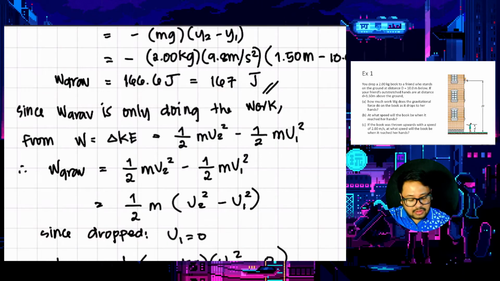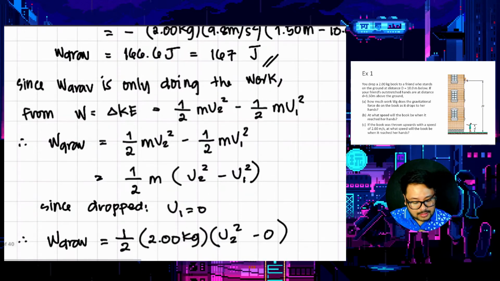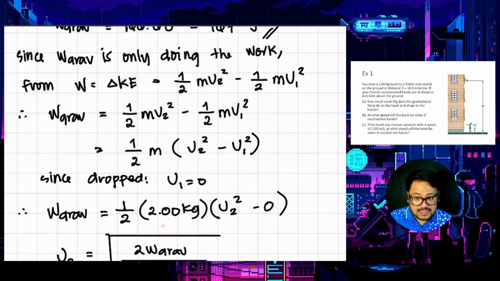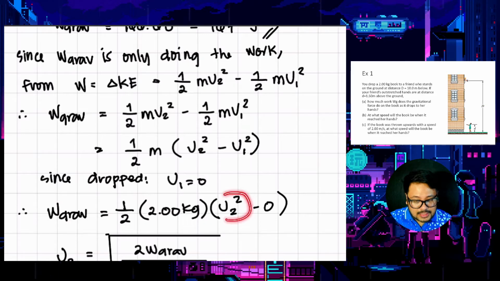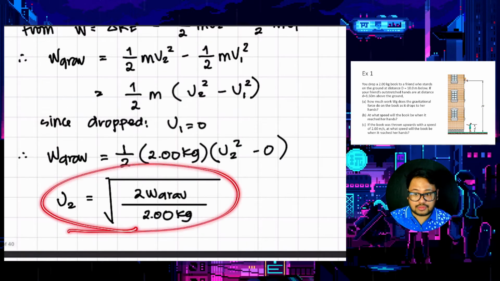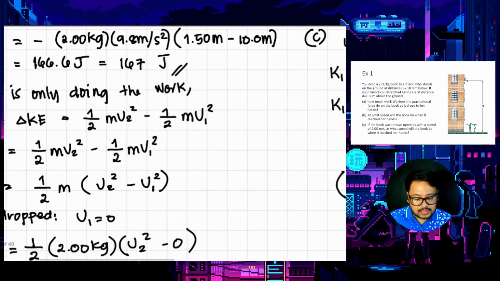And what is the value of v1? It is basically telling us that our book is just being dropped, so our speed is equal to 0. So v1 is just equal to 0. We are left with 1/2 times 2 kilograms times v squared, which is equal to the work done by gravity. Since we only have v2 as our unknown, using algebra we could have this final working equation. That is, v2 is equal to the square root of twice the work done by gravity over 2 kilograms.